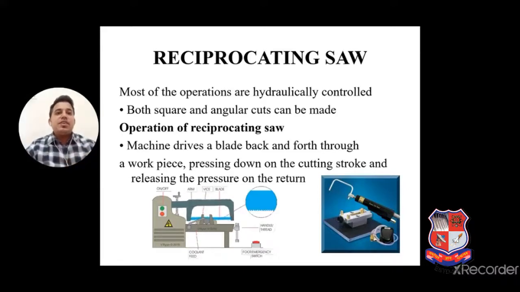So the operation of the reciprocating saw machine drives a blade back and forth through a workpiece, pressing down on the cutting stroke and raising the pressure on the return. Means when there is a back cut, at that time the hydraulic upper frame will give the pressure on the cutter. We need a heavy cutting force, so that cutting force will be provided by the upper frame of the hacksaw machine.